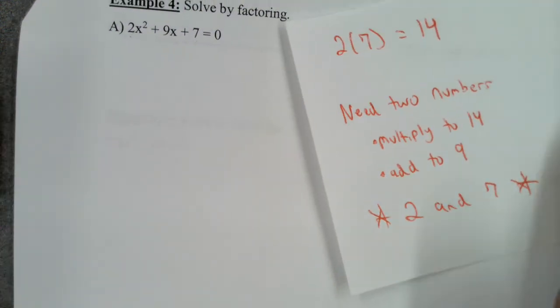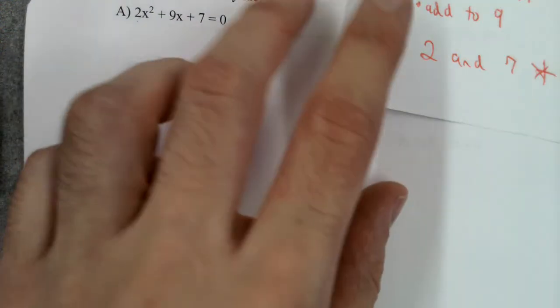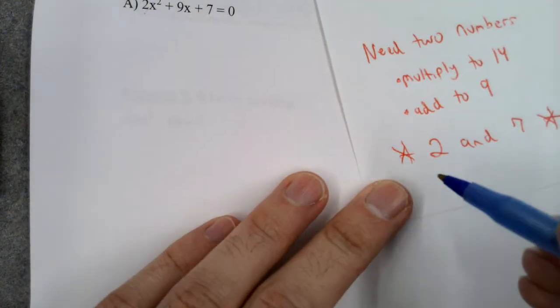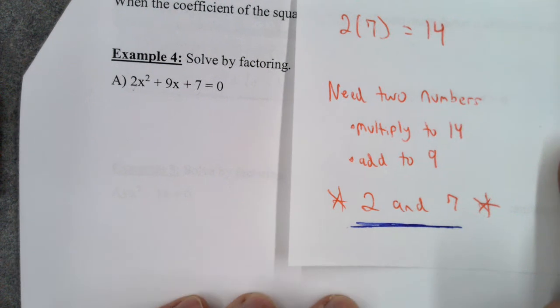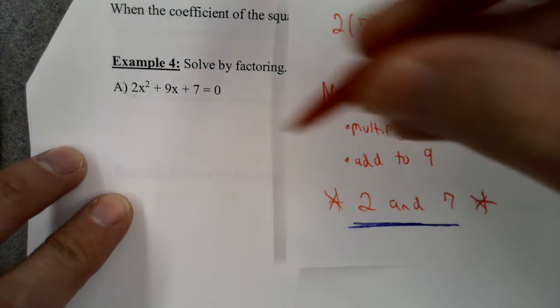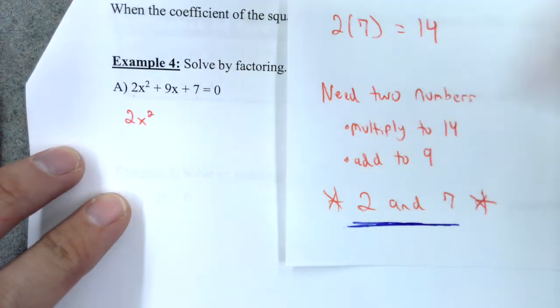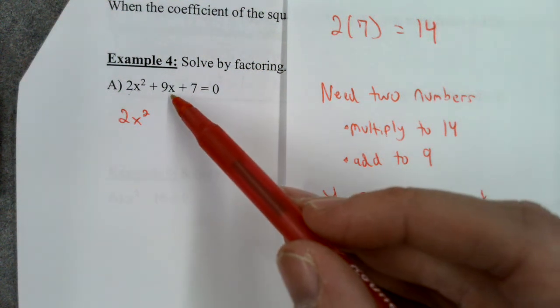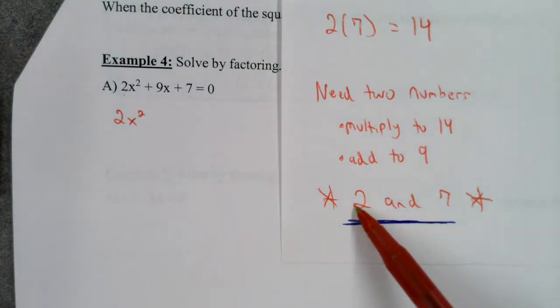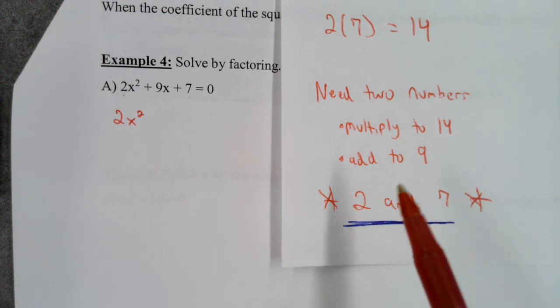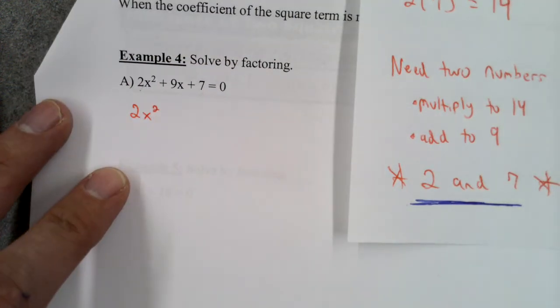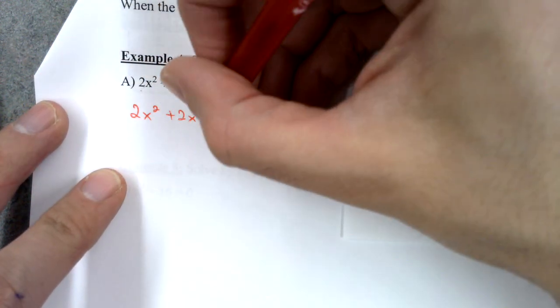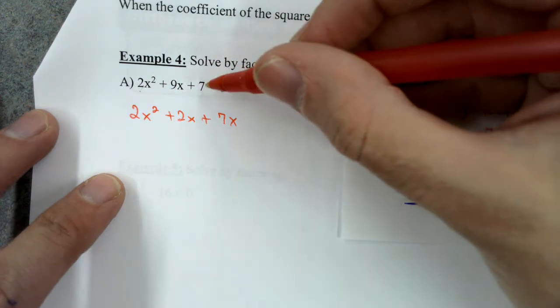So what I'm going to do is rewrite my equation like this. I'm going to say 2x squared. This middle term is going to get rewritten as these two numbers with x's after them. So instead of writing plus 9x, I am going to rewrite that like this: plus 2x plus 7x. And then plus 7 still equals 0.